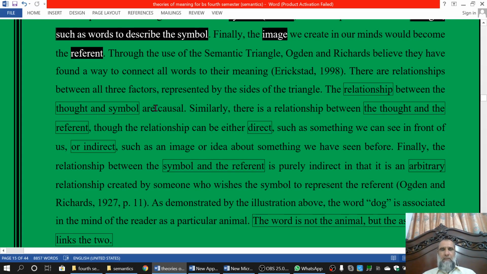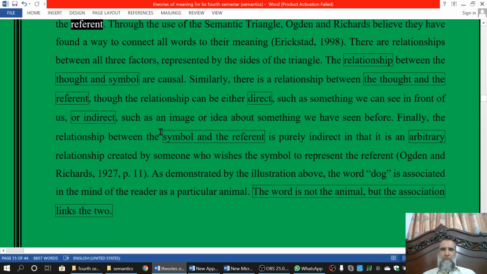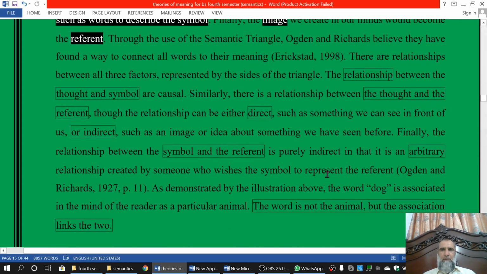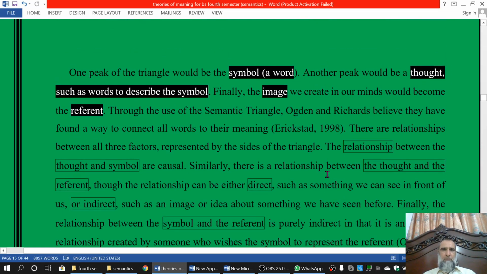थॉट और सिंबल का रिलेशन कॉजल है, ये एक सबब है इनके बीच में, और ये डायरेक्ट भी है. थॉट और रेफरेंट का डायरेक्ट भी हो सकता है अगर चीज़ सामने मौजूद है, इनडायरेक्ट भी हो सकता है अगर वो सामने नहीं और आपके जहन में है. ताहम सिंबल और रेफरेंट का जो ताल्लुक़ है वो आर्बिट्ररी है, वो डायरेक्ट नहीं है. वर्ड बज़ात खुद एनिमल नहीं है डॉग, बल्कि एक लिंक इन दोनों के बीच में मौजूद है. उसके थ्रू हम इसको समझते हैं.